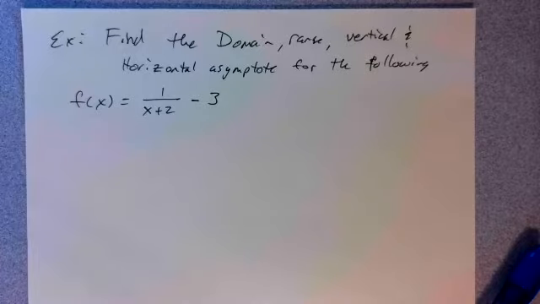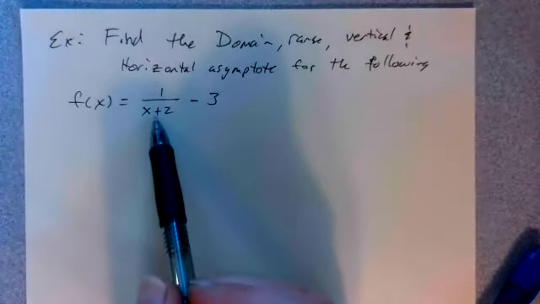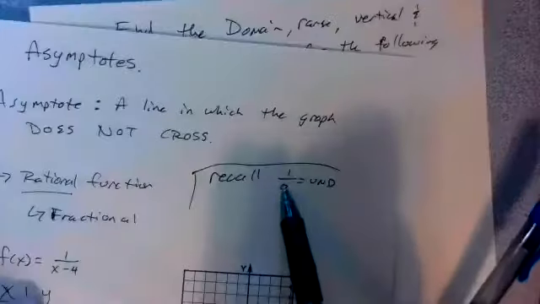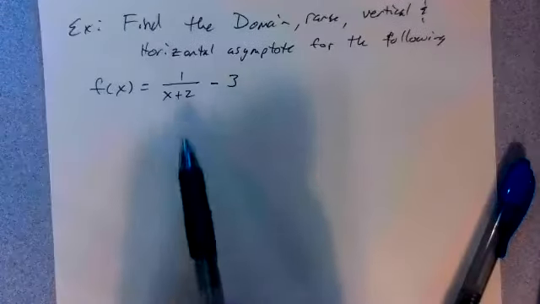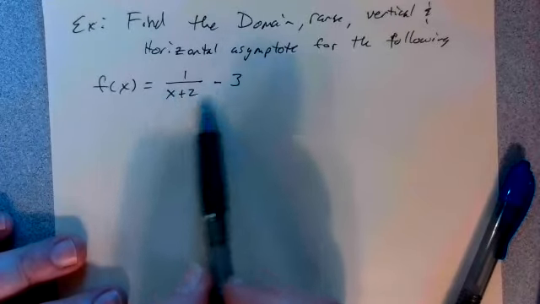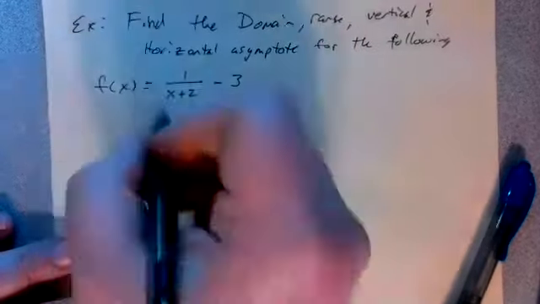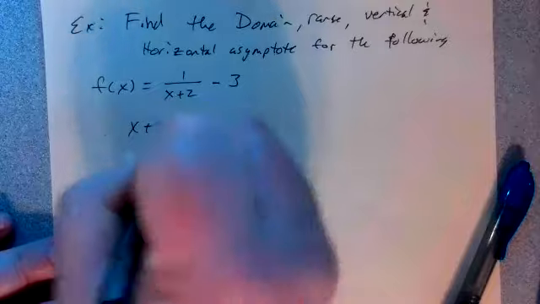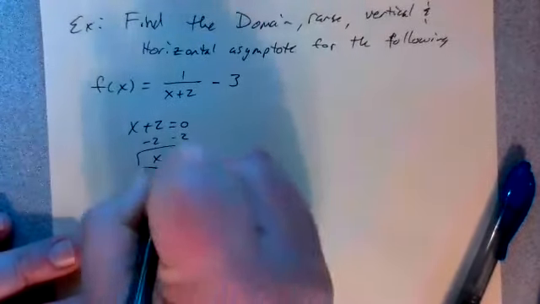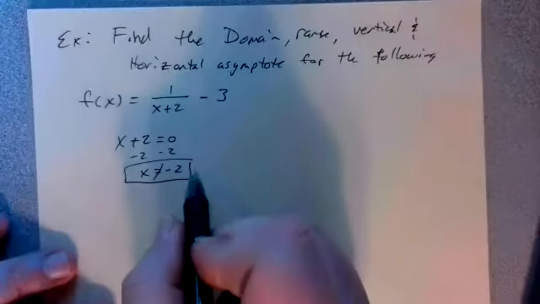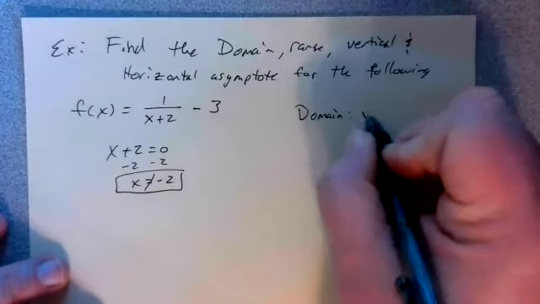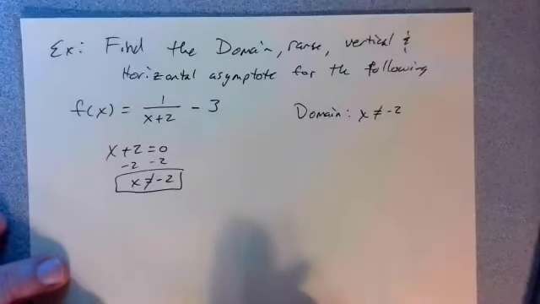Okay, so what ends up happening here is that I cannot have 0 at the bottom of the fraction. So here, I cannot have a 0 as the bottom of that fraction. So I'm going to take that denominator, and I'm going to say that x plus 2 equals 0. Subtract 2 from both sides. X here cannot equal negative 2. So that tells me automatically now I know my domain, x cannot equal negative 2.